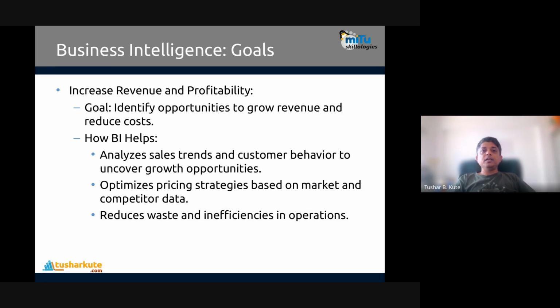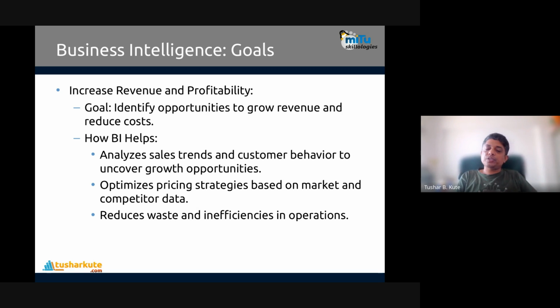Next, increase revenue and profitability, which is a definite and common outcome of every BI process. If I ask a company to implement this process, they will definitely implement it. But what is the final outcome? Why do we implement it? I will suggest to them that by this we can increase your revenue and your profitability, because the business's final goal is to increase revenue and improve profitability. So the goal is to identify opportunities to grow revenue and reduce cost.